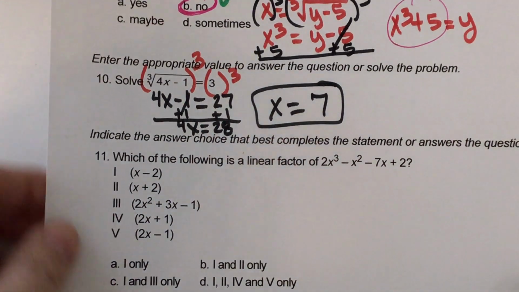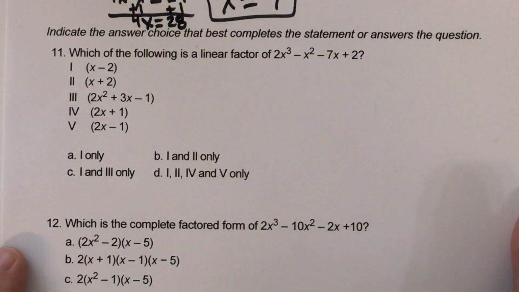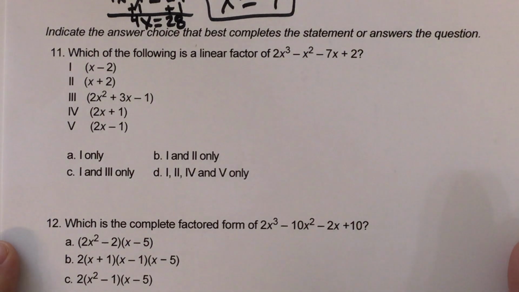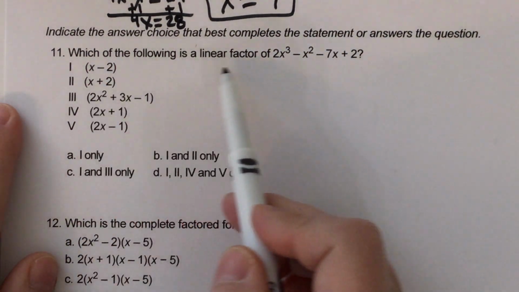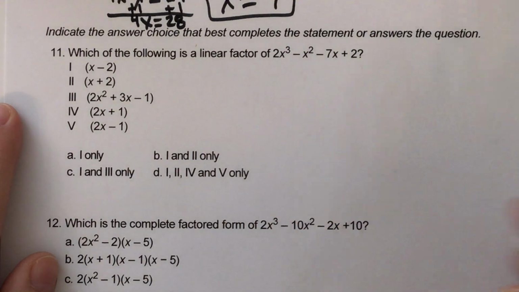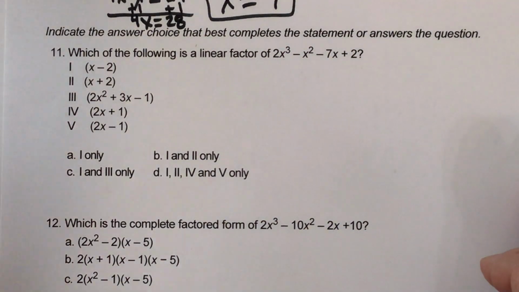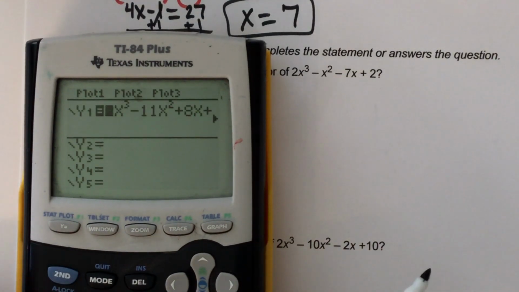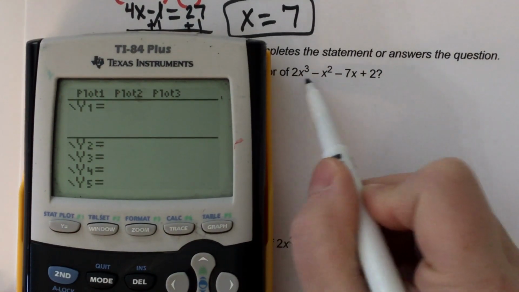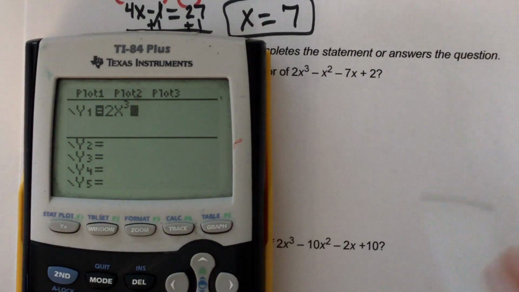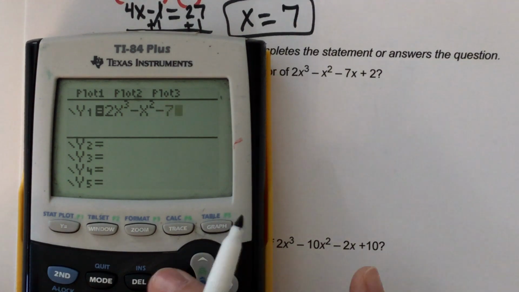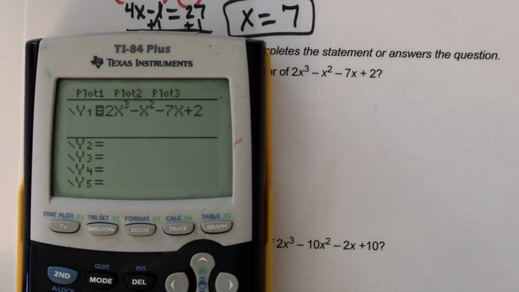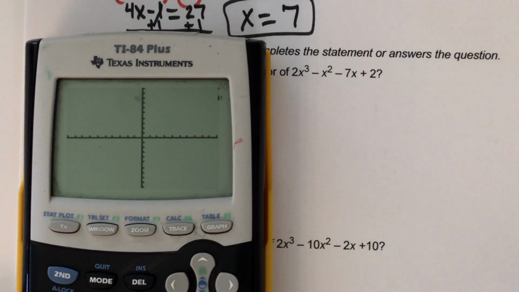Okay, I'm going to finish these next two, stop the video, and then I will start back up again for number 13. Okay, it says, which of the following is a linear factor of this? I'm going to type it in the calculator first and see what I can see. And if it's not good, I'll fix it. So 2x cubed minus x squared minus 7x plus 2. Okay, let's see where it touches the x-axis.